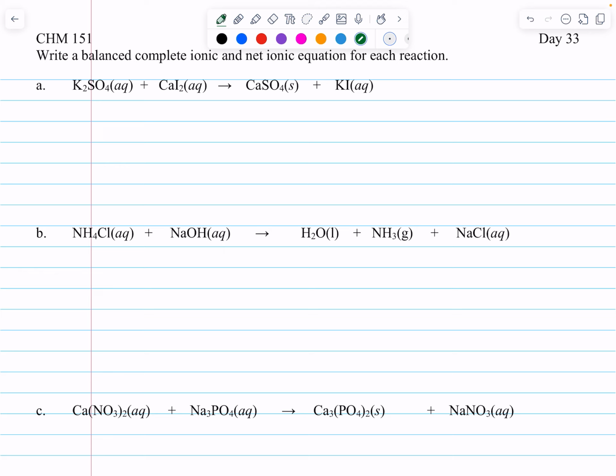So for our complete or detailed, I get 2K. Well, is it balanced? Oh, it's not balanced. 2K, I need a 2 there. 1 sulfate, 1 sulfate. Yep, now we're balanced. Okay, so 2K plus AQ plus sulfate. What type of reaction is this? Hopefully we recognize this is a double replacement or double displacement reaction.